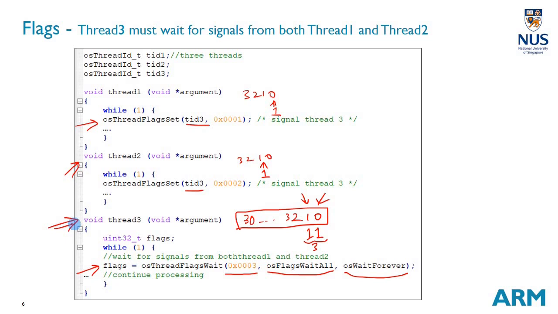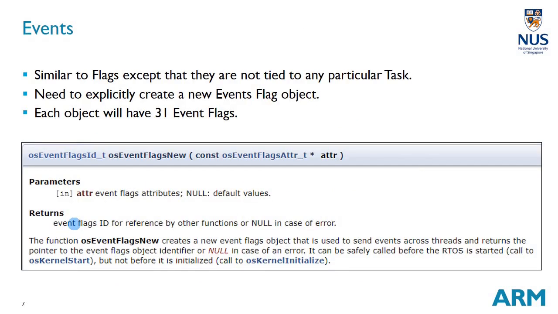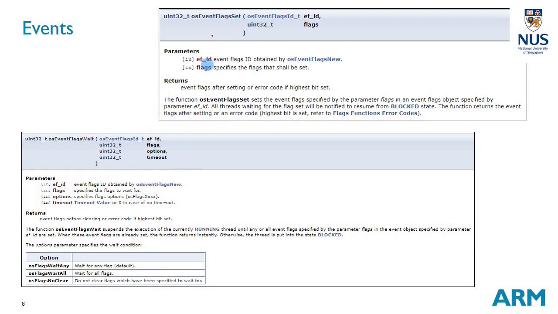Now, the next communication approach we're going to look at is what we call events. Events are actually very similar to flags, except that they are not tied to any particular task. What we need to do is create a new event flags object, and similar to thread flags, we have 31 event flags. So the first thing is we call event flags new to create new event flags, and after that we can use it by either setting it or waiting for it.